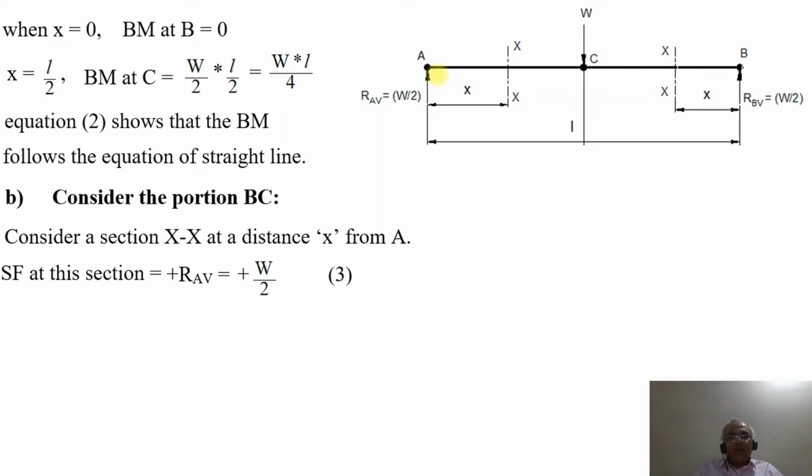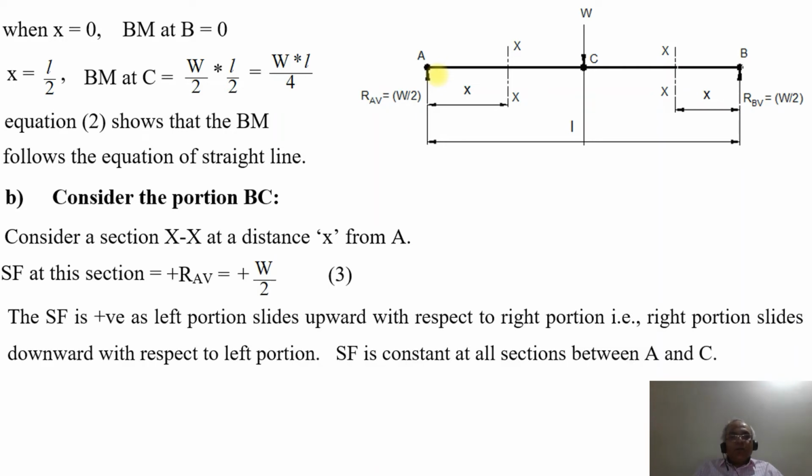Call this equation 3. So SF is positive: the left portion slides upward with respect to the right portion. That is, the right portion slides downwards with respect to the left portion. In other words, SF is constant at all sections between A and C. As there is no other load, the shear force will remain the same. That means SF remains constant, equal to plus W by 2.